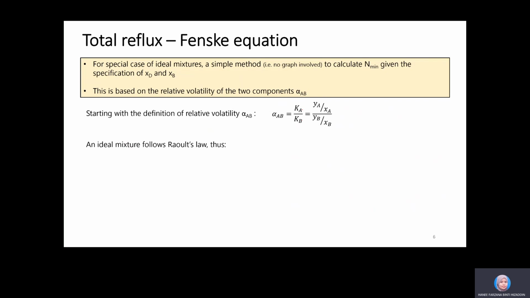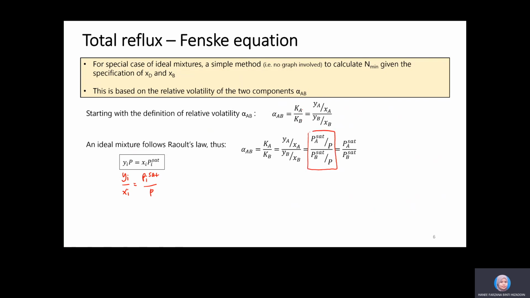So if the mixture follows Raoult's law, we can use this general Raoult's law term to rearrange. From here you can get Yi over Xi equals Pi sat over P. So from here you can rewrite alpha AB to be equal to this term here, okay? PA sat over total pressure P divided by PB sat over total pressure P, and you can eliminate this P. So alpha AB equals PA sat over PB sat.